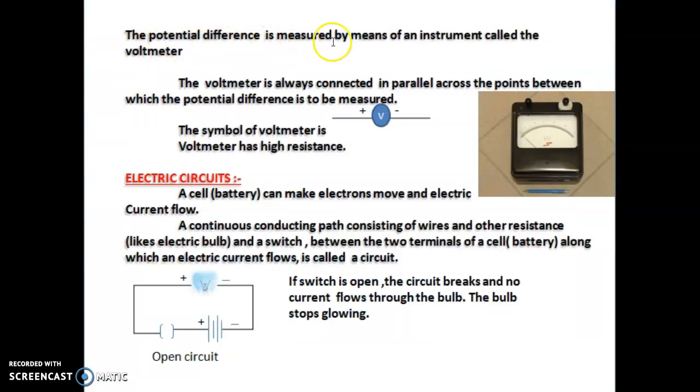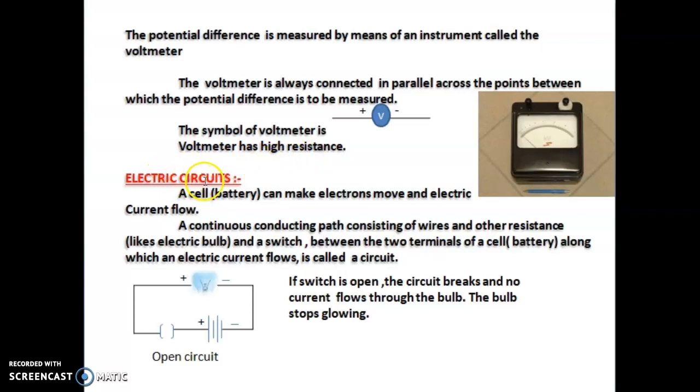The potential difference is measured by means of an instrument called a voltmeter. Here you can see the diagram of a voltmeter. The voltmeter is always connected in parallel across the points between which the potential difference is to be measured. This is the symbol of a voltmeter that you are going to draw in an electric circuit. The voltmeter has very high resistance.